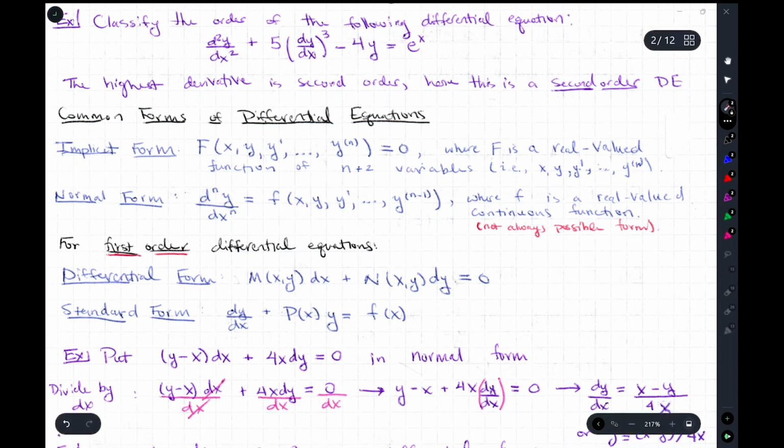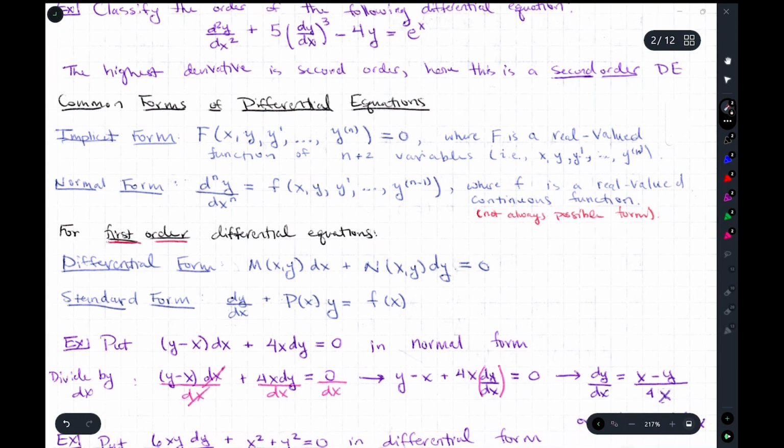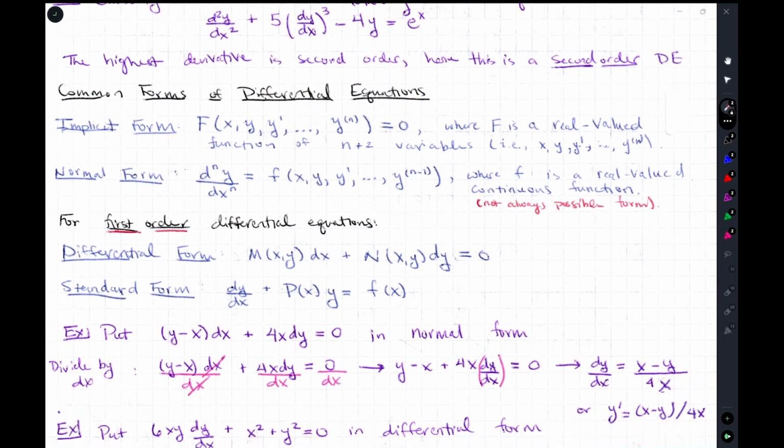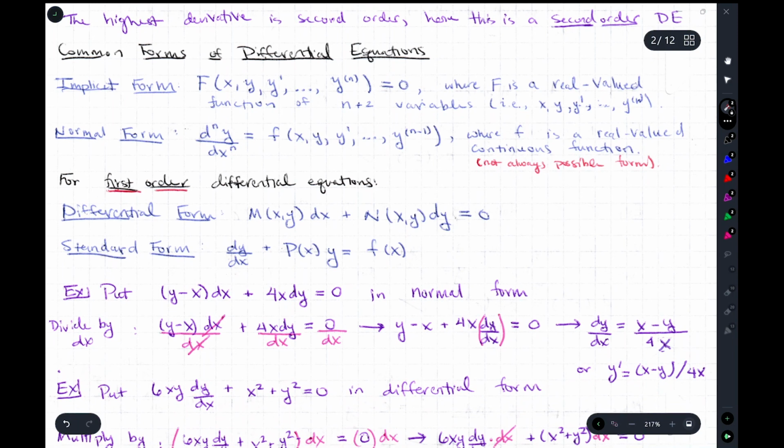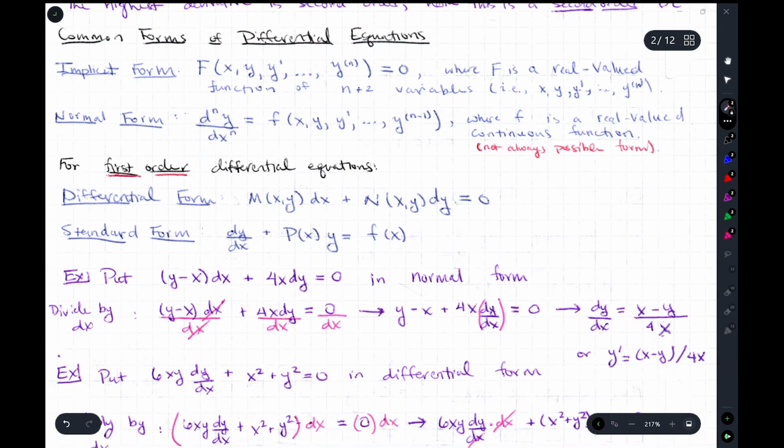It's not always possible to go from implicit form to this, okay? You have to be able to explicitly solve for the highest derivative, and that's not always possible. And so that's why it's nice to at least mention that you do have differential equations in implicit form, especially when you're trying to prove theorems in the most general way about differential equations.